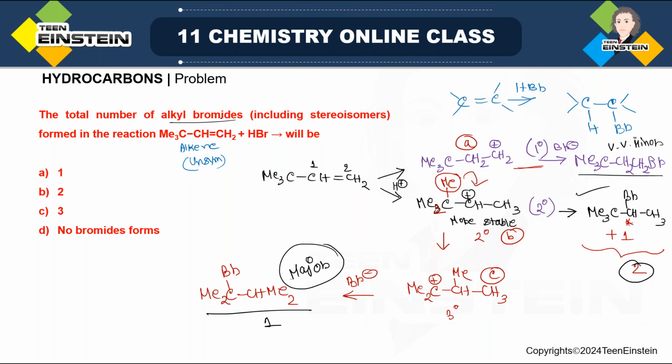Suppose in some cases the options may contain 4. In that case you can choose it, because there is a little chance of formation of this product. But still, just check that if there is no mention of 4 in the options, the maximum probable answer is option C. So here we are not considering this one. We are only considering carbocation B and carbocation C. From carbocation B, the product generated is chiral, so that is why stereoisomerism is possible. And from C, there is only one product. So total 3. This is the correct option.